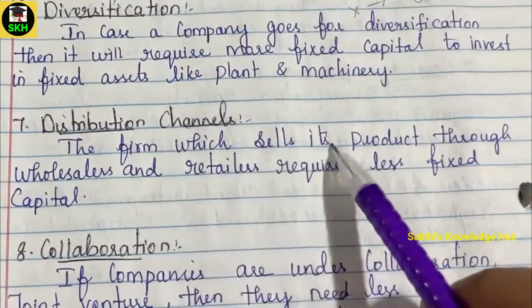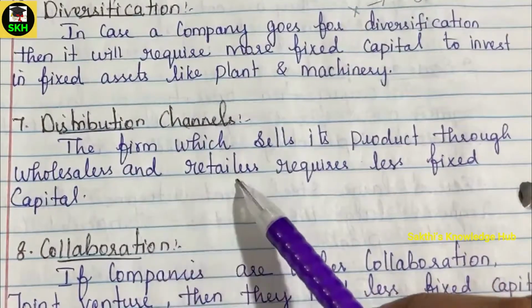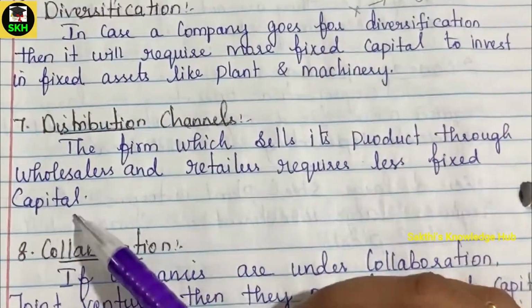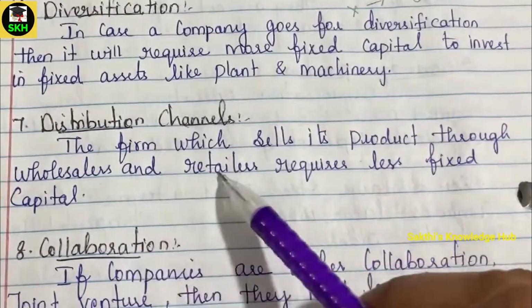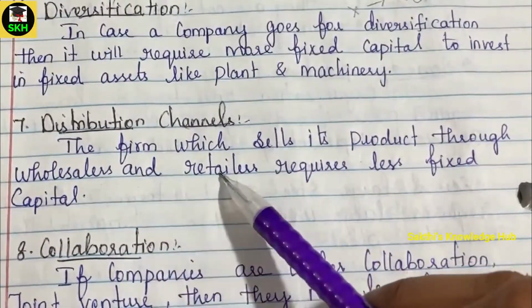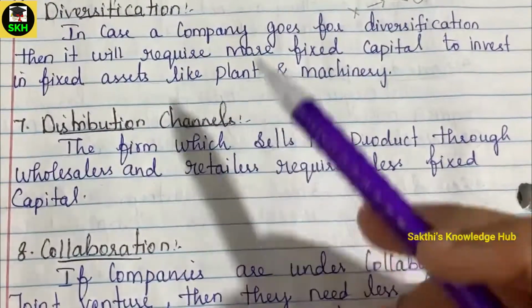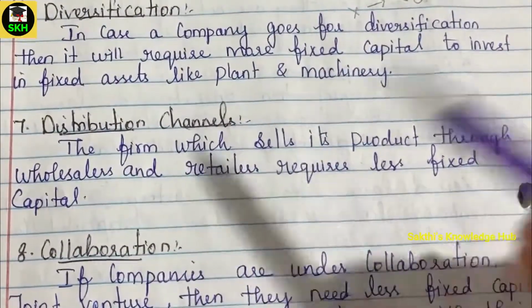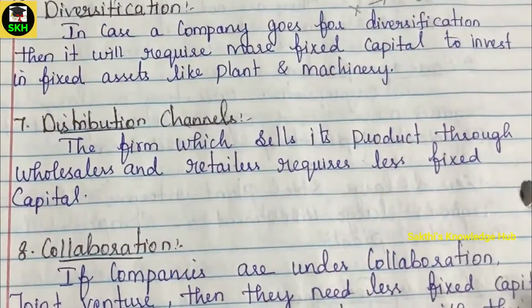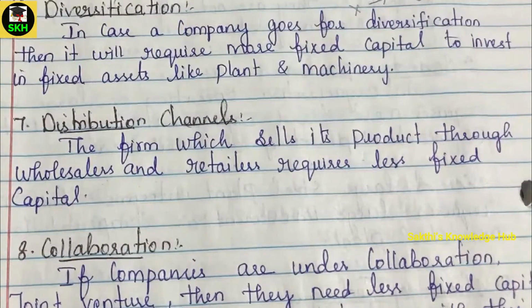The firm which sells its product through the wholesaler and retailer requires less fixed capital. So it depends on the distribution channel or the middle people who come under their business nature, which will also decide the fixed capital requirement, whether they are using the wholesaler or retailer, or sometimes if they are selling by themselves directly. All this will be taken into account for the selection of their fixed capital.